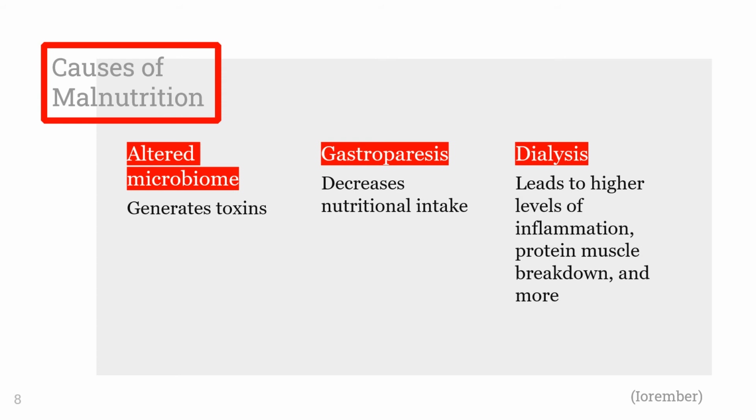They can also have gastroparesis, which affects the motility of the muscles in their digestive tract, and this again decreases their nutritional intake. And finally, dialysis, which is a treatment for chronic kidney disease, can lead to higher levels of inflammation in the body. And as we discussed on the last slide, that level of inflammation can decrease their appetite. Dialysis can also lead to higher levels of protein muscle breakdown, and that again leads to that increased state of PEW.